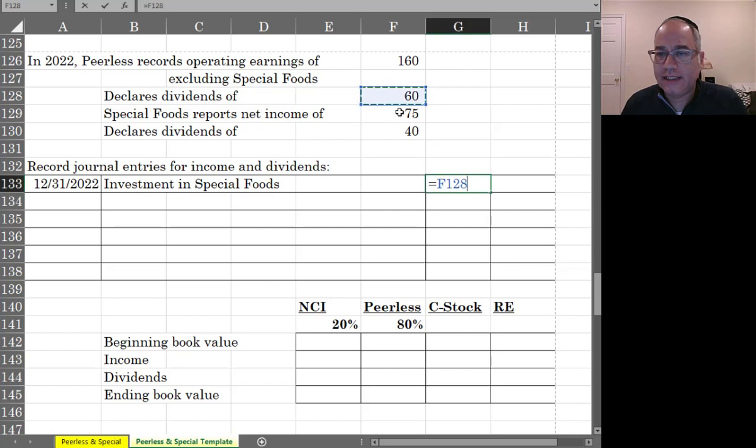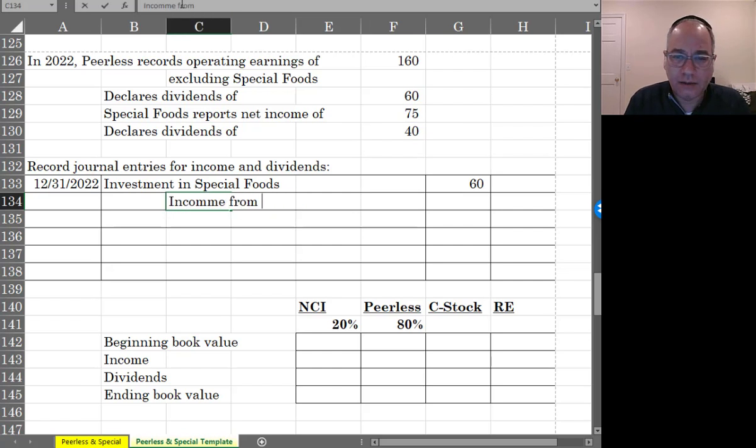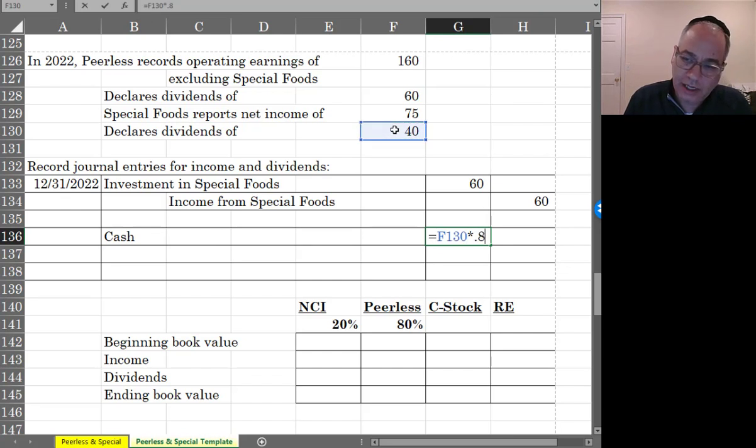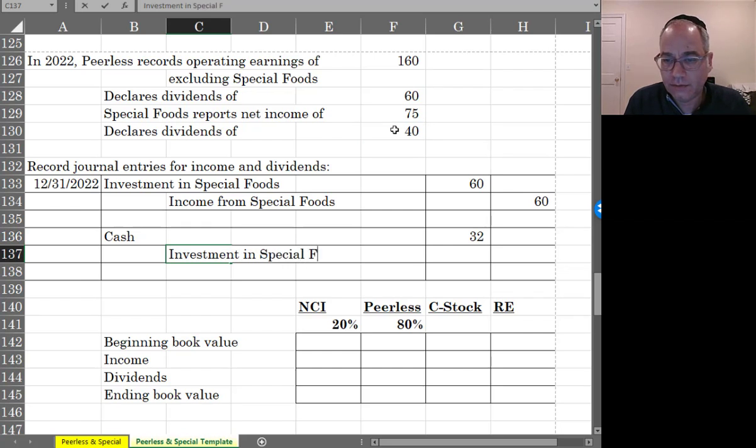So what we're going to do is debit investment in Special Foods for 75 times 80%, or 60, and the credit would be to income from Special Foods. Then we have the dividend. So I'll debit cash for 40,000 times 80% and credit investment in Special Foods, $32,000. This is all in thousands, if you care.